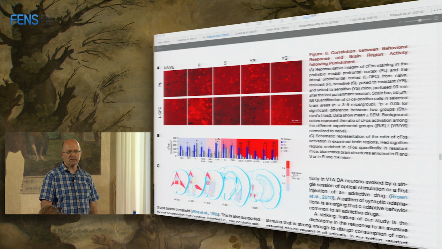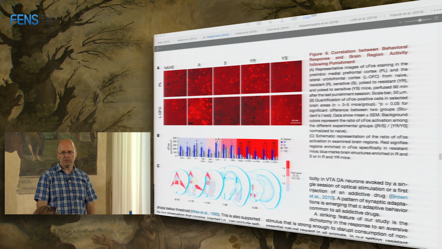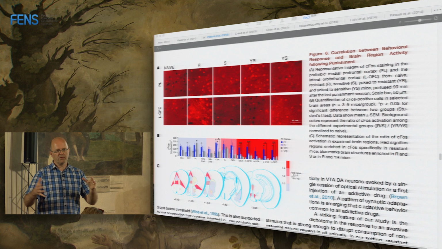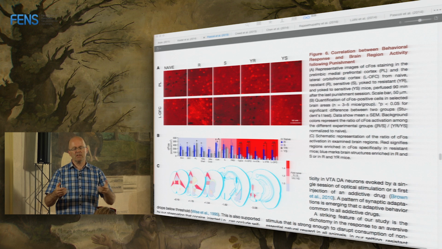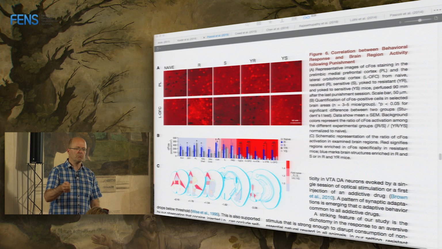So this is a region that might actually code more for the number of shocks or the pain perception than the motivation to do what it's supposed to do. So we don't want to go there. This is not interesting. Funny enough, this is the region where a lot of human research and additional research indicates that the MPFC or the prelimbic area of the MPFC may actually code for that. So we have something that is not exactly in line with the major dogma in the addiction field.